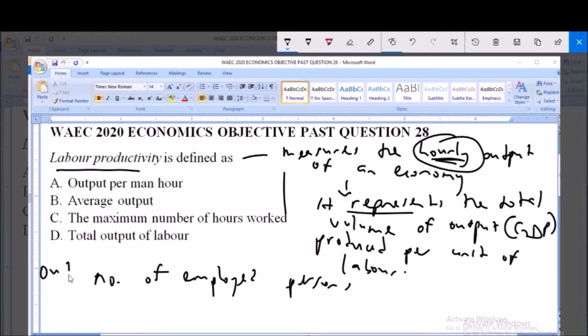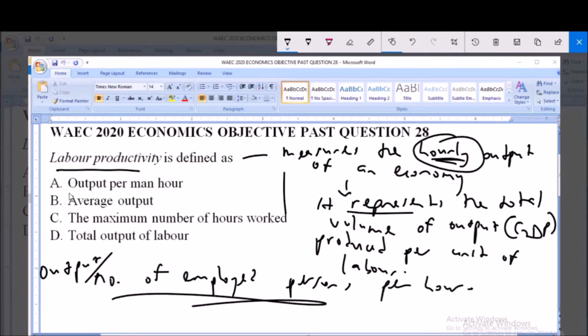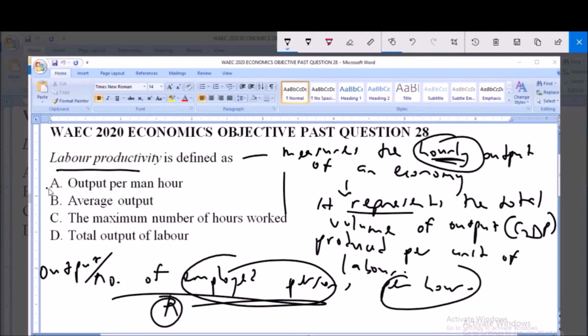Now, amongst the options, what best describes those functions, that is the output based on the number of employed persons per hour, is best described by option A, output per man hour, that is, the output per employed person per hour. So option A, output per man hour, is the correct answer to this question.